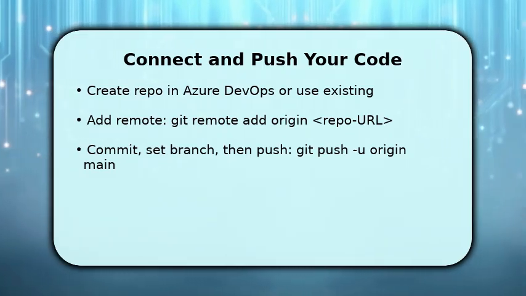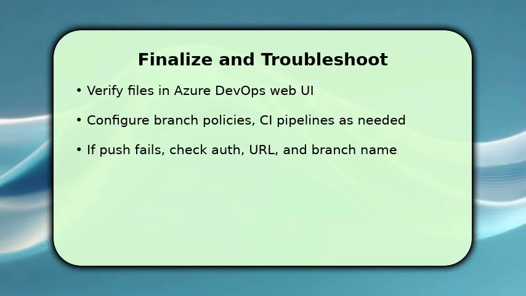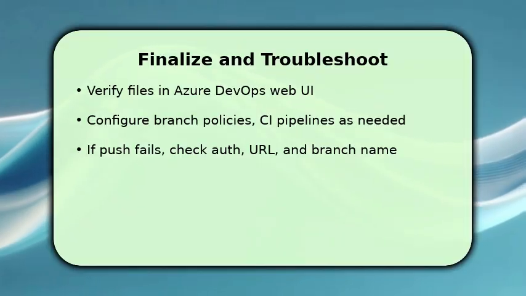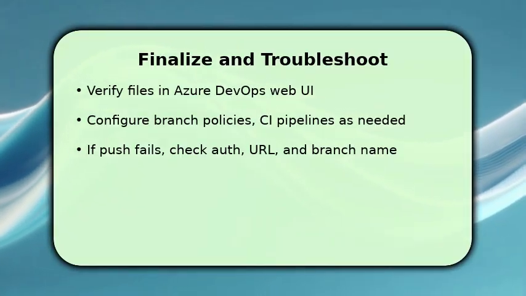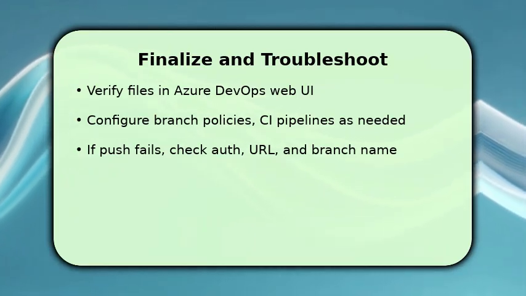Finish by verifying your files and commit history in the Azure DevOps web interface. Once confirmed, configure branch policies and a CI pipeline to enforce quality and automate builds. Make sure permissions and repo settings match team expectations.